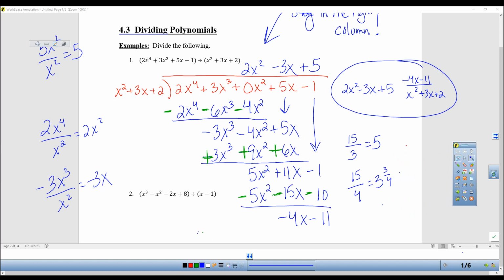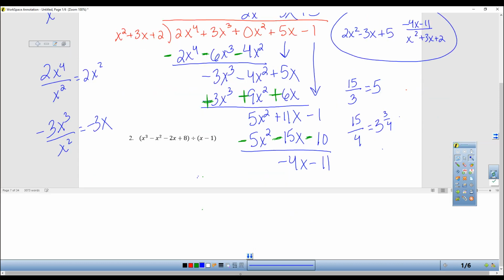Okay? All right, let's do another one. Don't worry, we're going to practice a bunch. Make sure you got it. So I'm going to write this as x minus 1. And this one, I don't need a placeholder. Every spot is represented. It goes cubed, squared, first power, and then this is technically x to the 0. Nobody writes that, but that's what you can be thinking about.